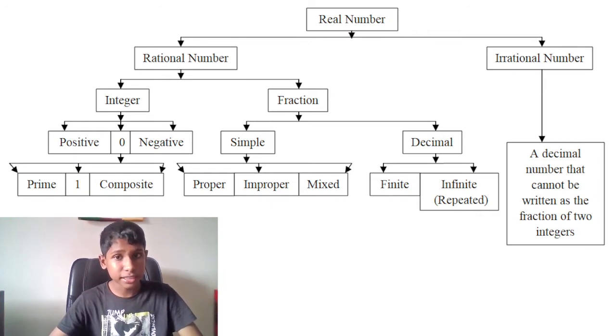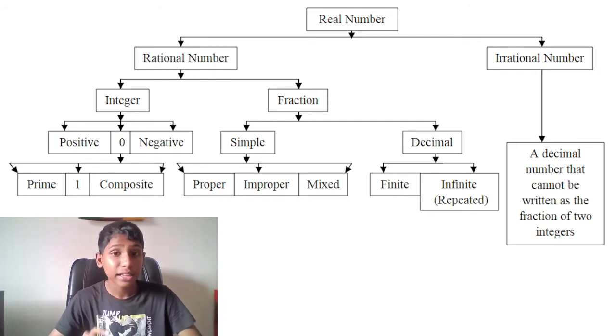And in irrational numbers, the decimals do not follow a pattern, like the value of pi, 3.1424, I mean, like that it will go on. So it does not follow a specific pattern. So basically, irrational numbers are numbers which cannot be expressed as a fraction of two integers.